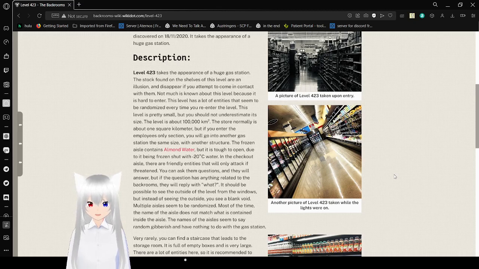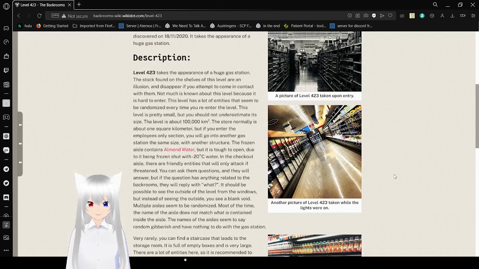The frozen aisle contains oven water, but it's tough to open due to it being frozen shut with negative 20 degrees Celsius water. In the checkout aisle, there are friendly entities that will only attack if threatened. You can ask them questions, and they will answer. But if the question has anything related to the Backrooms, they'll reply with "What?"